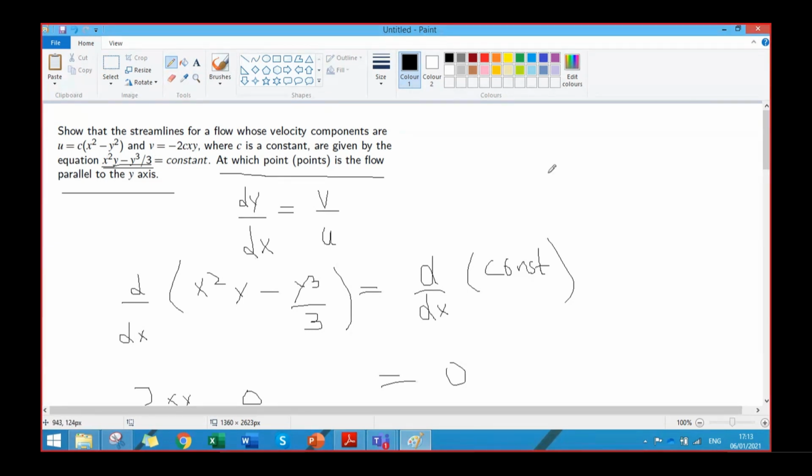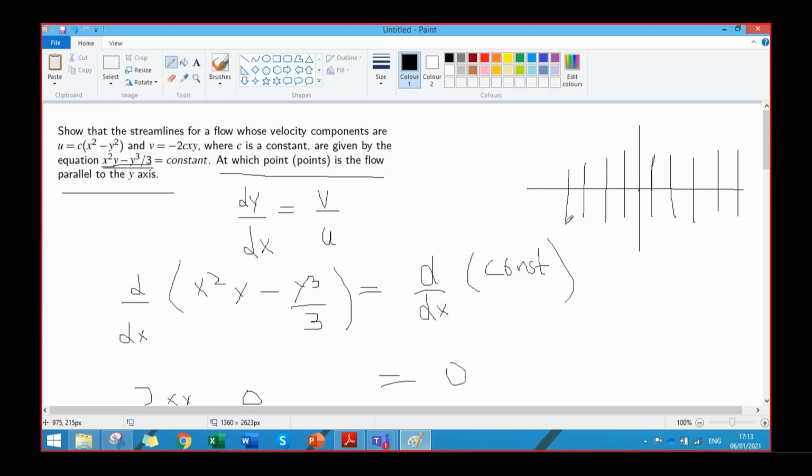Being parallel to the y-axis means that x is fixed, right? Yes, sir. Because if I draw the coordinate, x is like this. And in order to be parallel to the y-axis, x could be 0, or x could be other values. All these lines are parallel to the y-axis, right? So at different values of x, the flow would be parallel to the y-axis. The value of y is changing, but the value of x is fixed. Yes, sir.